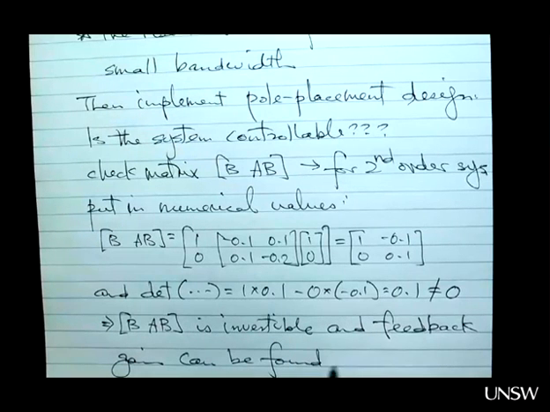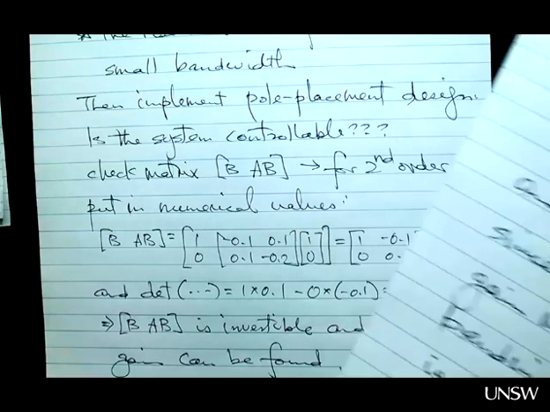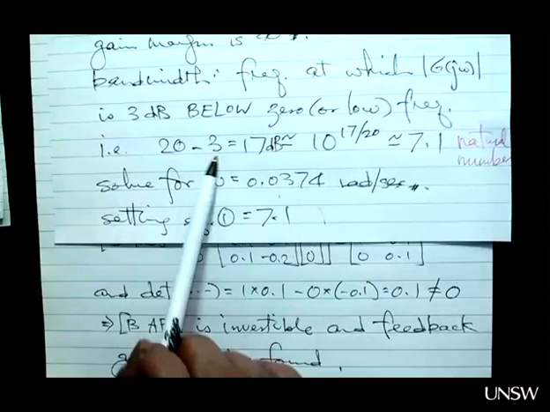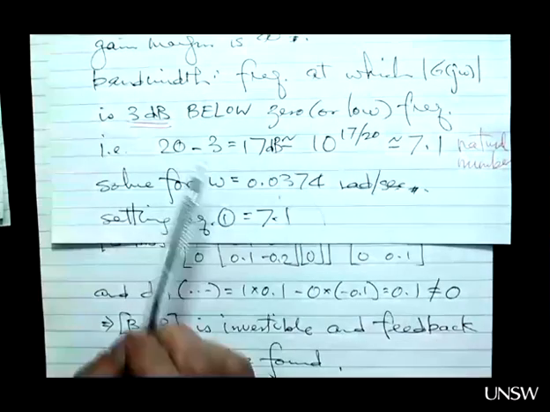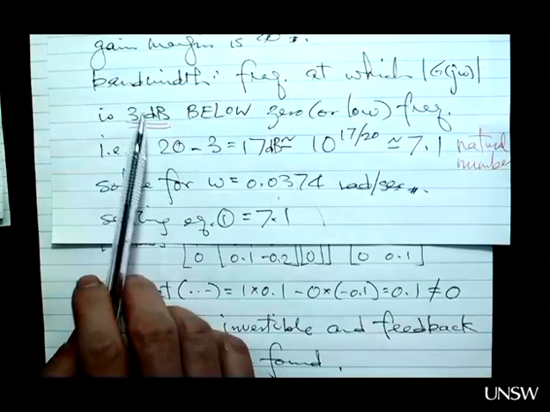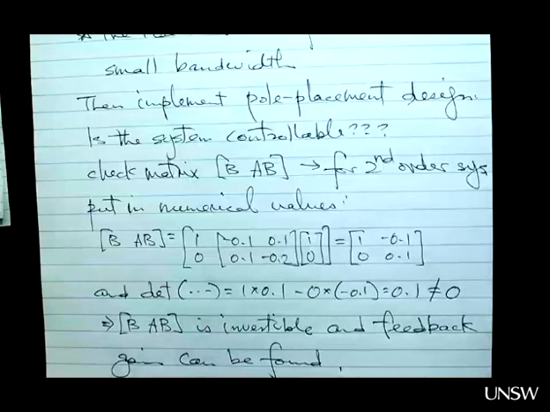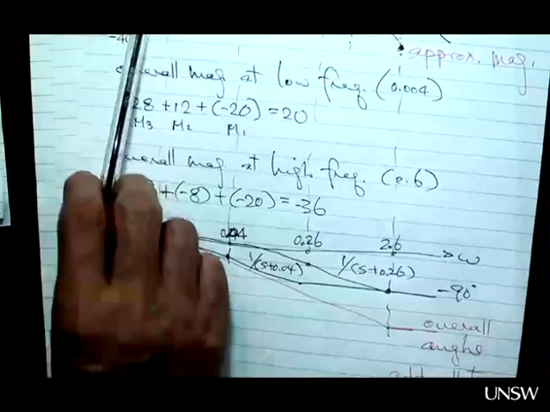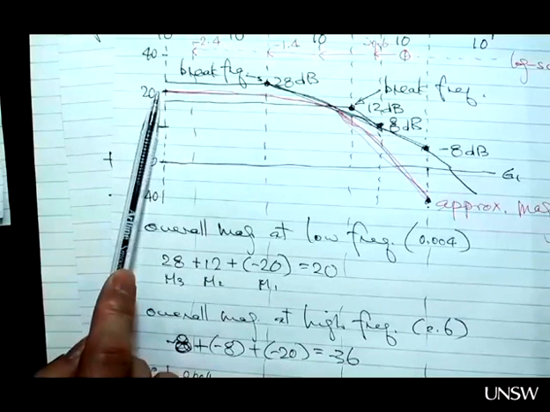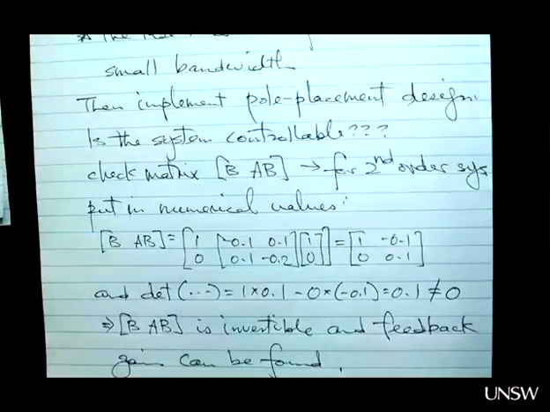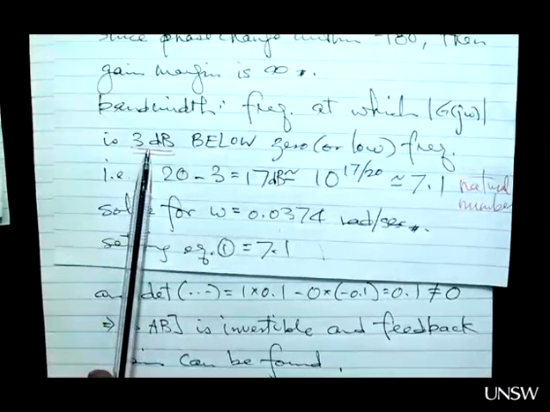Okay, agree with this? That we just saw it last Friday. Bandwidth, yeah. Minus 3 is the definition. No, it is 3 decibel below the low frequency, because our low frequency response here it is 20. The overall system response is 20 here. So 20, and then we measure it 3 decibel down, it becomes 17.